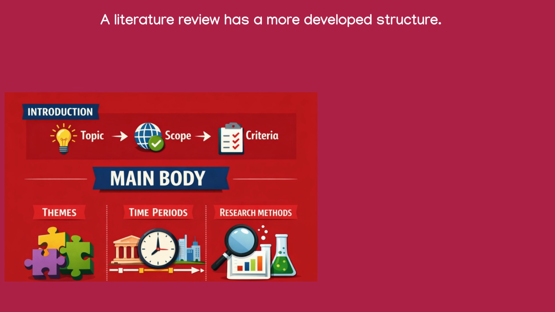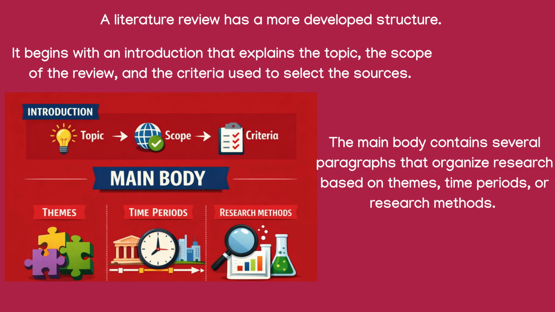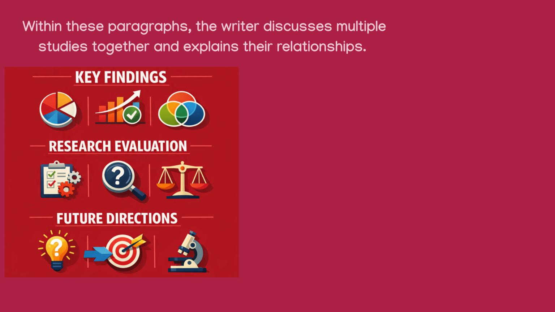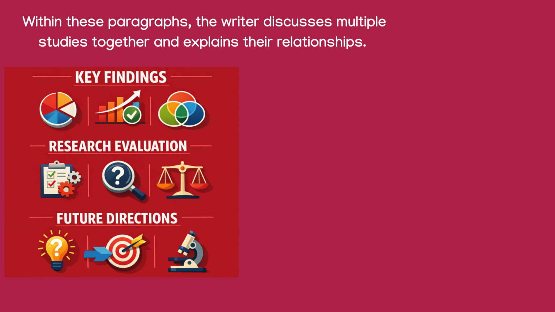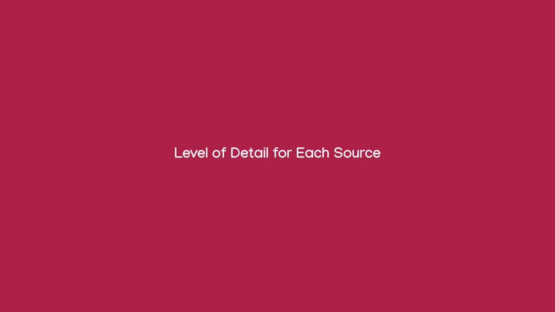A literature review has a more developed structure. It begins with an introduction that explains the topic, the scope of the review, and the criteria used to select the sources. The main body contains several paragraphs that organize research based on themes, time periods, or research methods. Within these paragraphs, the writer discusses multiple studies together and explains their relationships. The conclusion summarizes the main patterns found in the literature, evaluates the current state of research, and highlights areas that still need further investigation.